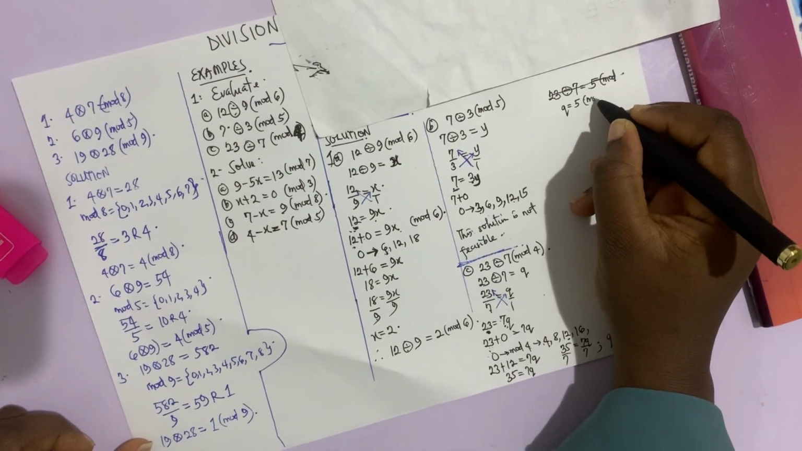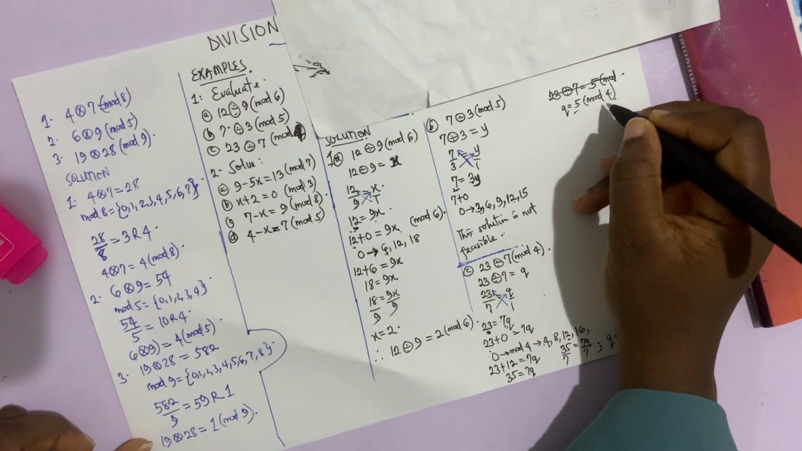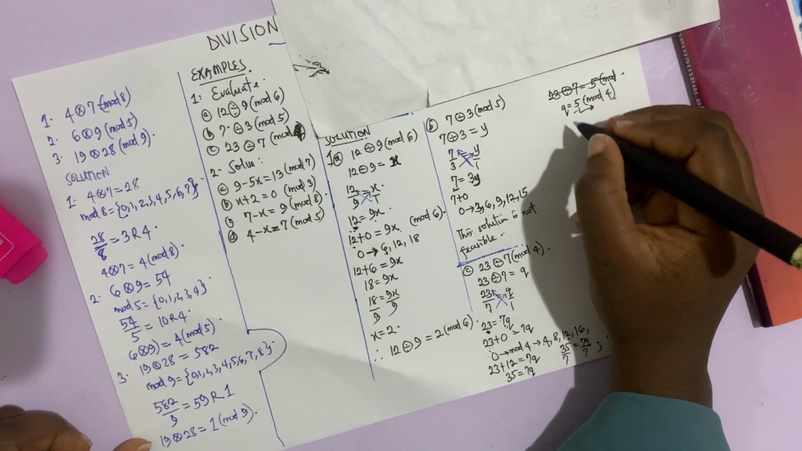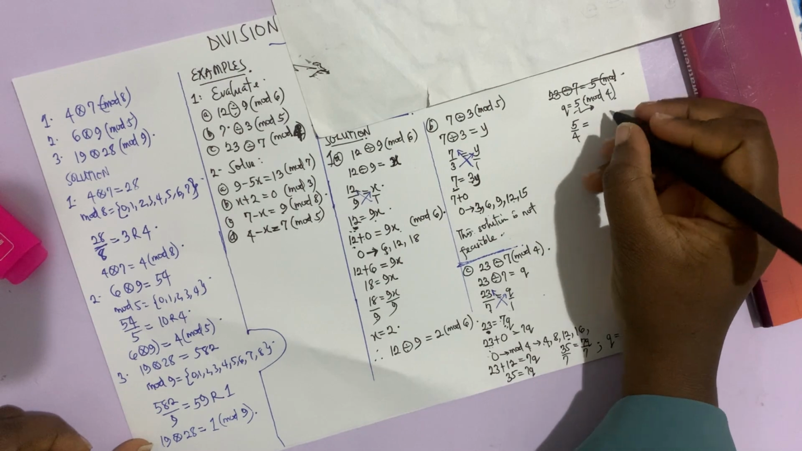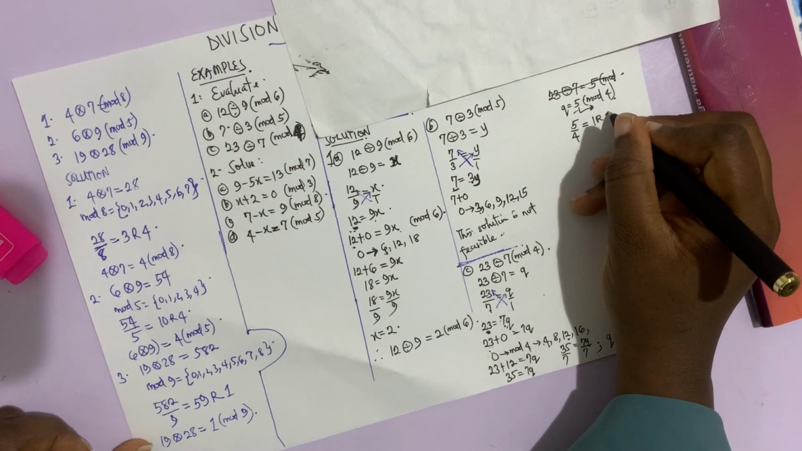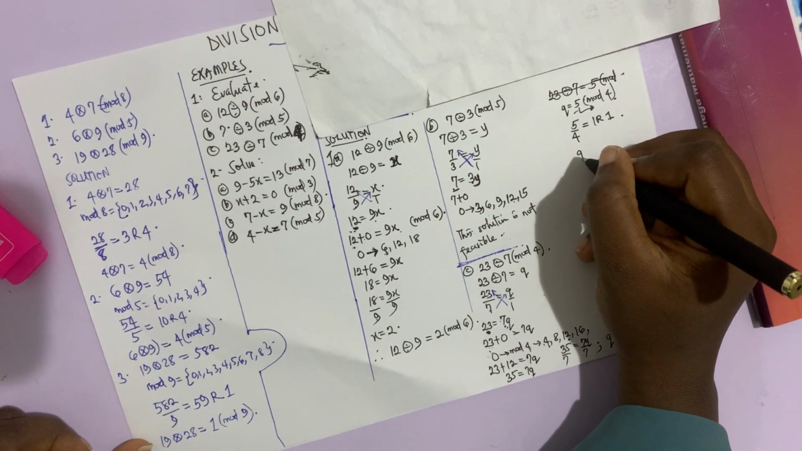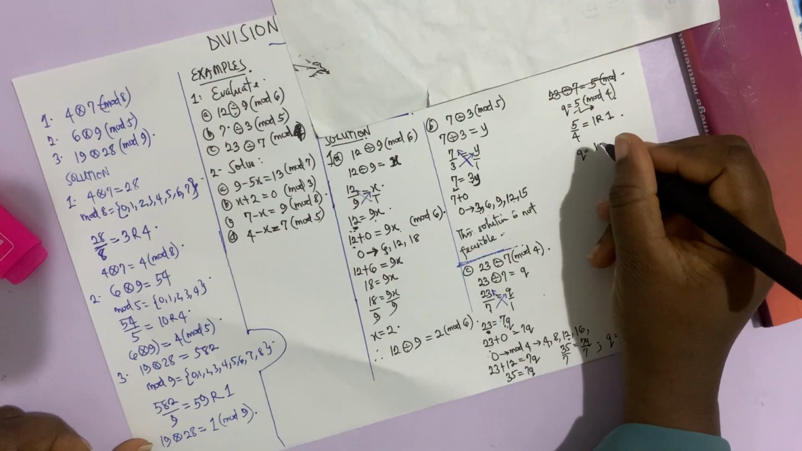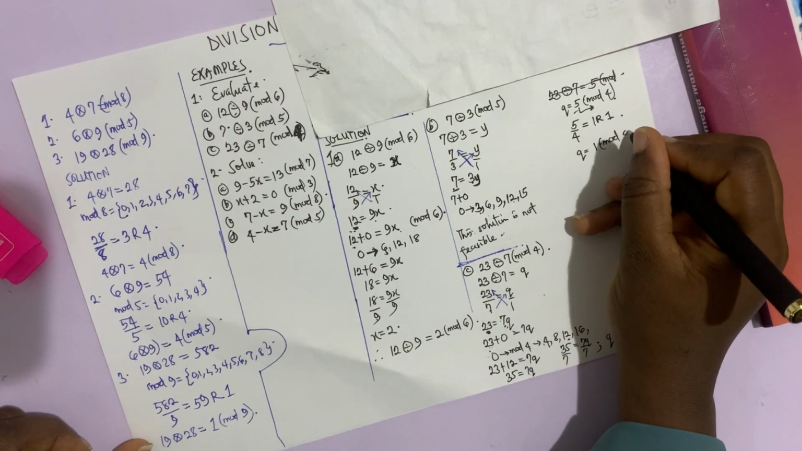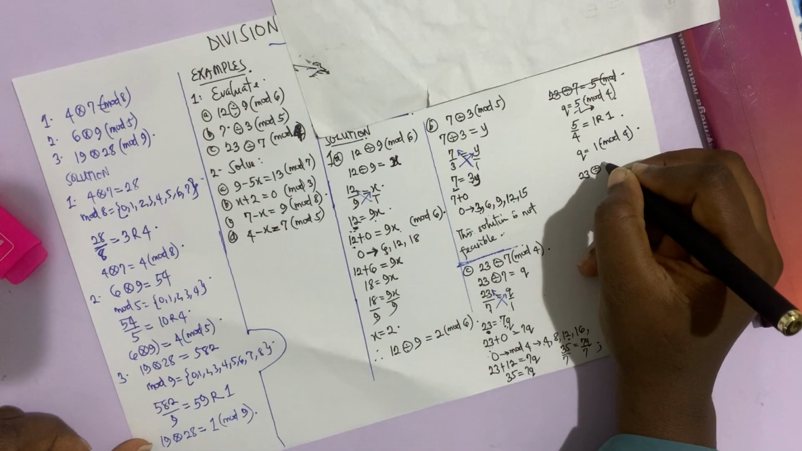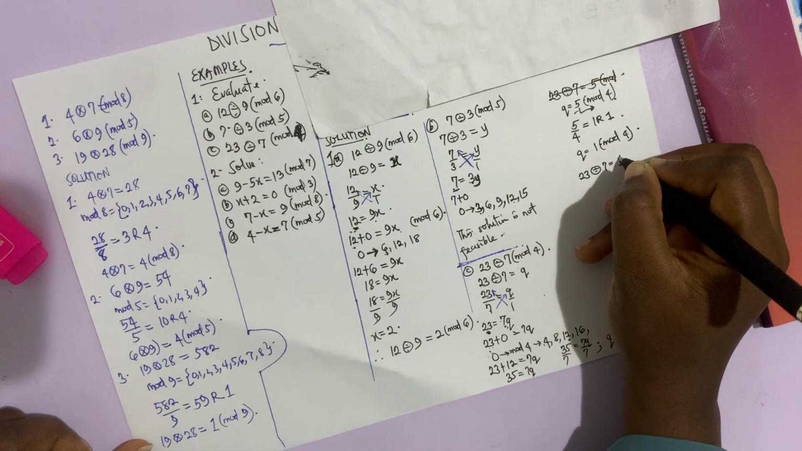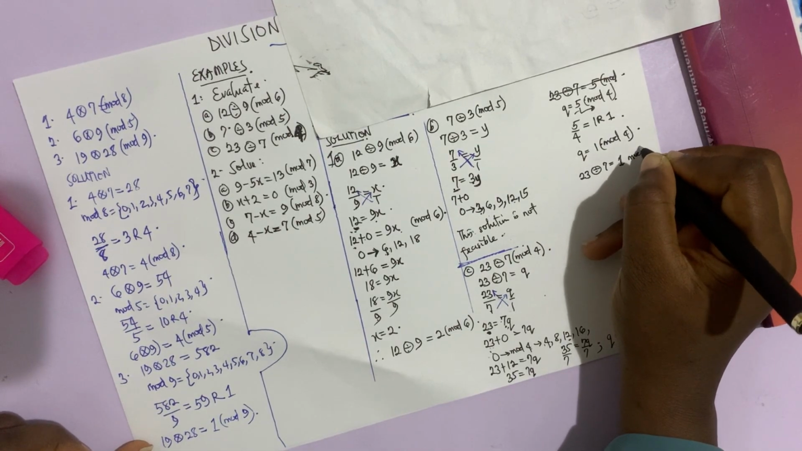But 5 in modulus 4, 5 is greater than 4, so we have to convert it to a valid residue. So that will be 5 divided by 4, and that will be 1 remainder 1. So q will actually be 1 in modulus 4. So therefore 23 divided by 7 is 1 in modulus 4.